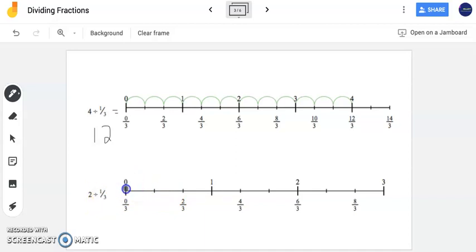Well, let's count how many thirds I have. 1, 2, 3, 4, 5, 6. Now I'm stopping at 2 because I only have 2 wholes. So now 2 divided by 1/3 equals 6.